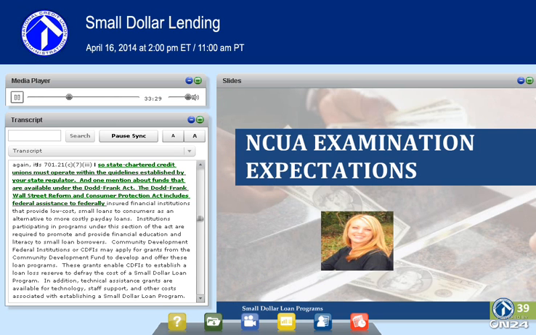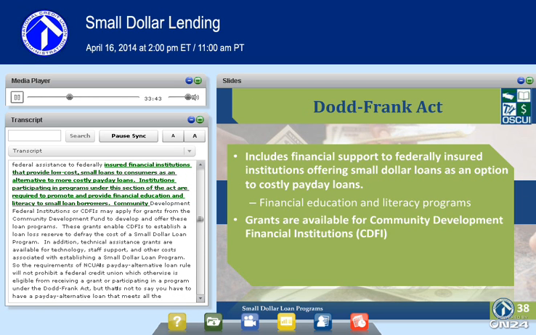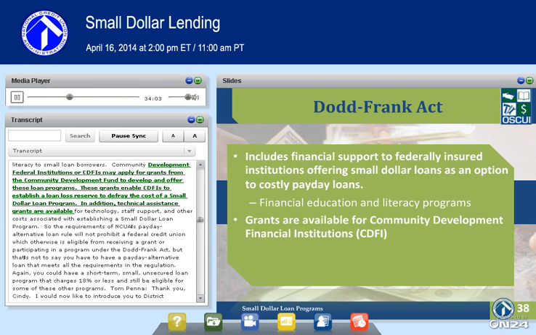And one mention about funds that are available under the Dodd-Frank Act. The Dodd-Frank Wall Street Reform and Consumer Protection Act includes federal assistance to federally insured financial institutions that provide low-cost, small loans to consumers as an alternative to more costly payday loans. Institutions participating in programs under this section of the Act are required to promote and provide financial education and literacy to small loan borrowers. Community Development Financial Institutions, or CDFIs, may apply for grants from the Community Development Fund to develop and offer these loan programs.